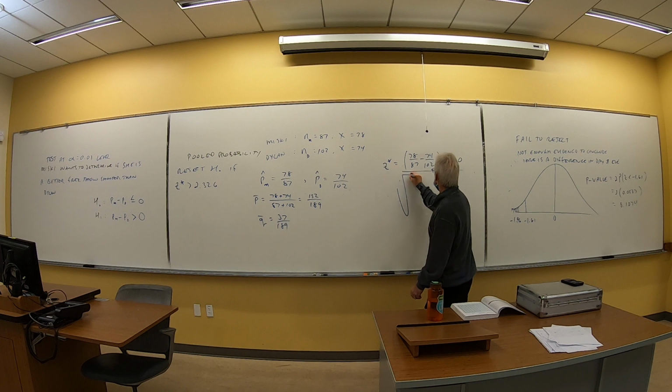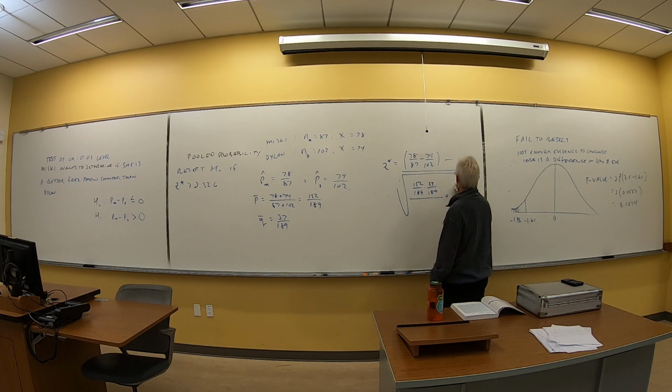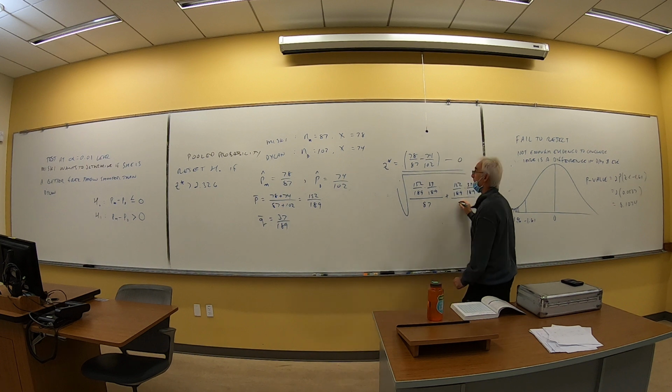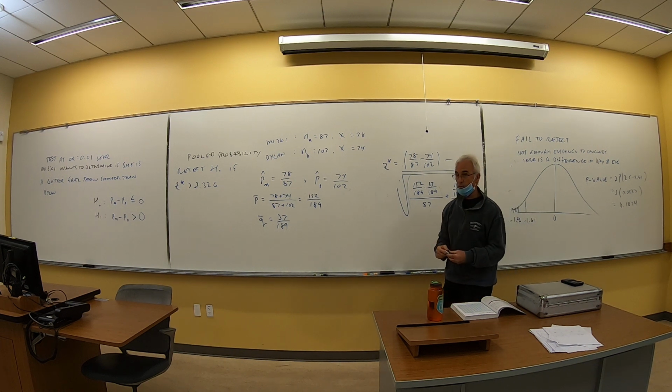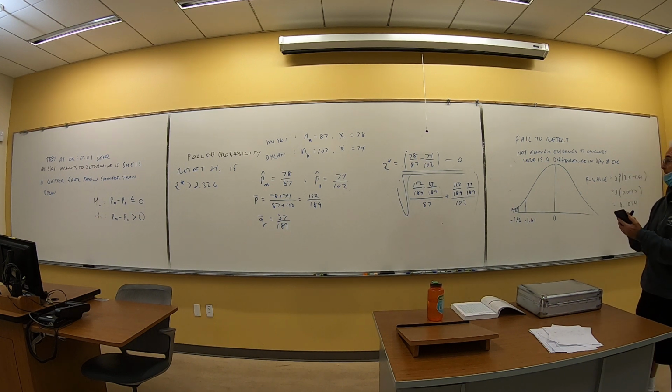My denominator then, I have 152 over 189 times 37 over 189. And then over here, 152 over 189 times 37 over 189. My first denominator is going to be an 87. My second denominator is going to be a 102. So, just like before, big parenthesis, you don't need any more in between. All right, so let's all try this one. This is a little bit busier than the other one.